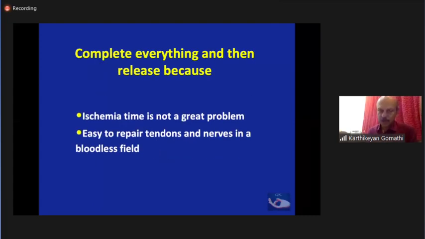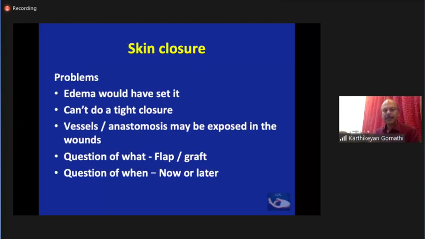Ischemia time is not a great problem, and it's easy to repair tendons and nerves in a bloodless field. So the artery, the vein, whether you do the artery first or the vein first doesn't matter. But after you do both, only when both anastomoses have been done, the clamp should be released. Now we come to the skin closure.